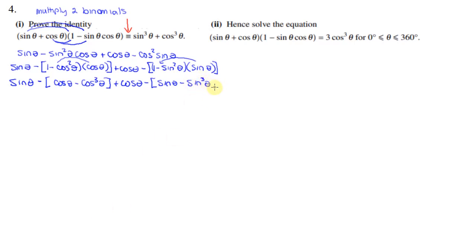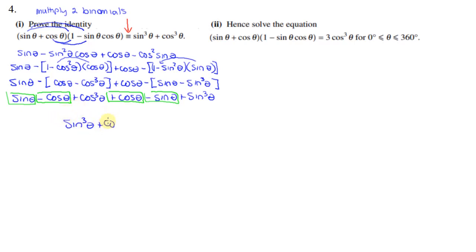And now I'm going to distribute the negative 1, and that's going to make it minus cosine, and then plus cosine to the third, and then plus cosine minus sine, and then plus sine to the third. See, now I'm just going to look for things that can cancel out. I've got a plus sine and a minus sine. Okay, those are gone. And I've got a minus cosine and a plus cosine. Those are gone. And you'll notice it leaves us with the two things we need, sine to the third plus cosine to the third. So we've got the right-hand side. We've proven it. That's awesome.